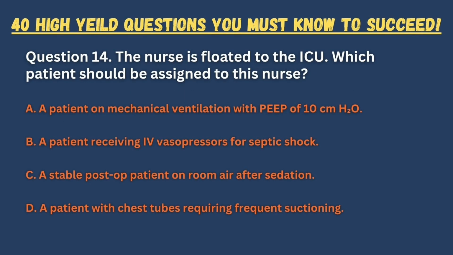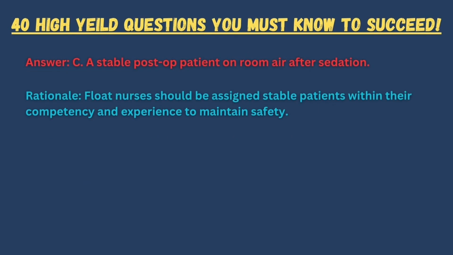Question 14. The nurse is floated to the ICU. Which patient should be assigned to this nurse? A. A patient on mechanical ventilation with PEEP of 10 centimeters H2O. B. A patient receiving IV vasopressors for septic shock. C. A stable post-op patient on room air after sedation. D. A patient with chest tubes requiring frequent suctioning. Answer: C. A stable post-op patient on room air after sedation. Rationale: float nurses should be assigned stable patients within their competency and experience to maintain safety.